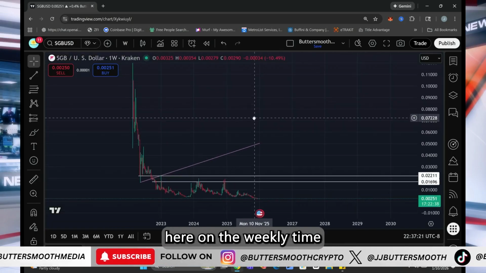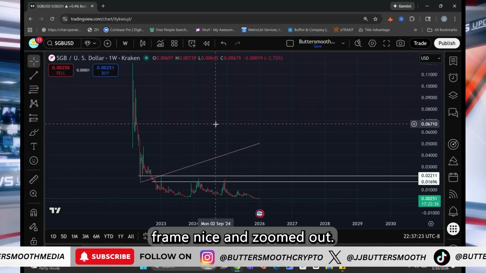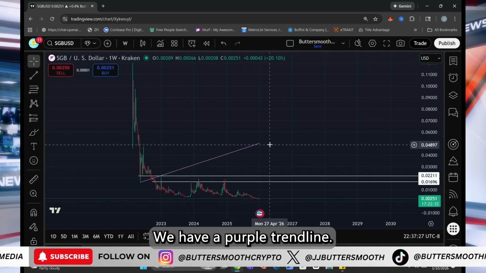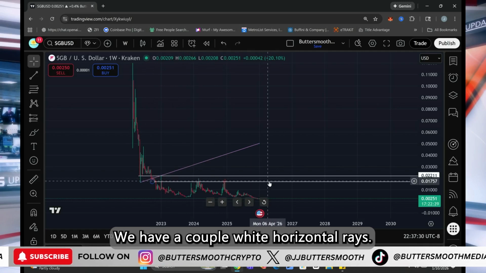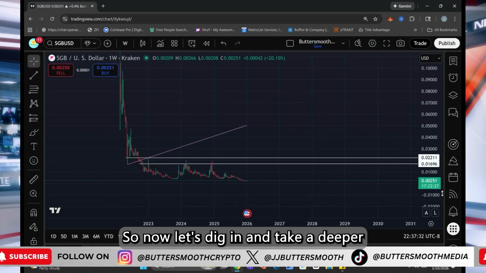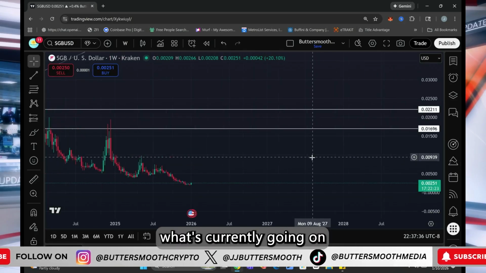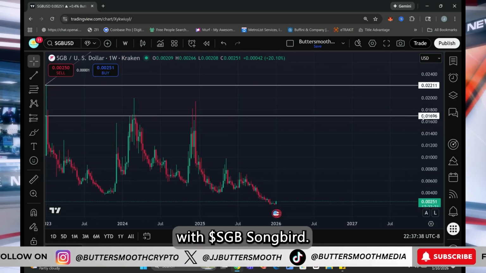So just to look at it here on the weekly time frame, nice and zoomed out. We've done technical analysis on it before. We have a purple trend line. We have a couple white horizontal rays. So now let's dig in and take a deeper look to see what's currently going on with SGB Songbird.